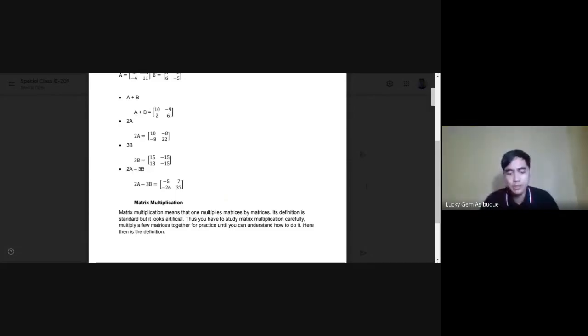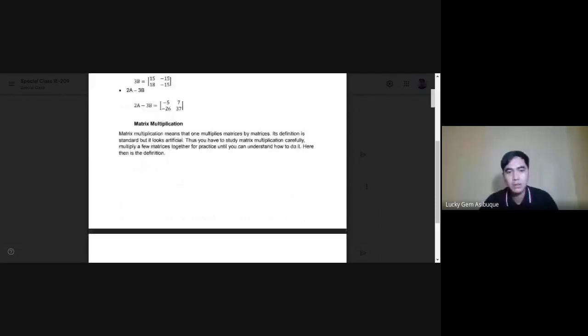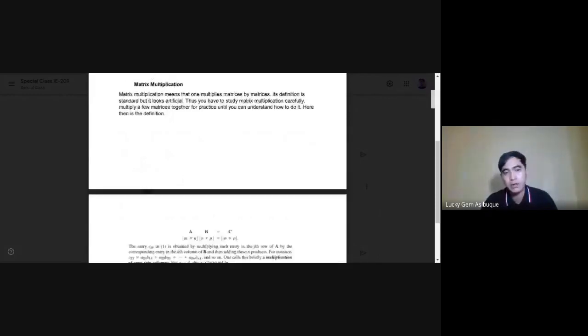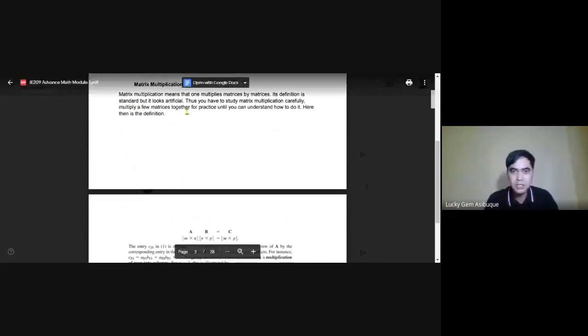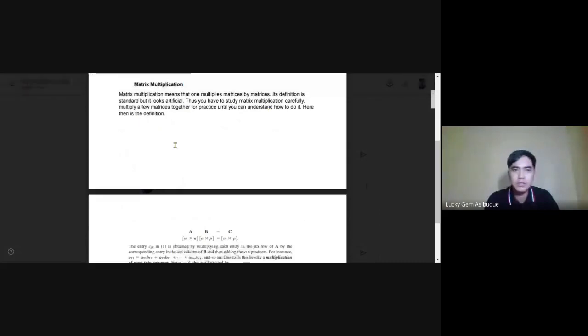Punta na tayo ngayon sa matrix multiplication. Dito magmumultiply na tayo ng isang matrix sa sumunod na matrix. Okay? It means that one multiplies matrices by matrices. Its definition is standard but it looks artificial. Sa definition niya, madali lang pero meron tayong rule na susundin. Thus, you have to study matrix multiplication carefully, then multiply a few matrices together for practice until you understand how to do it. Okay, so ito yung isang example.